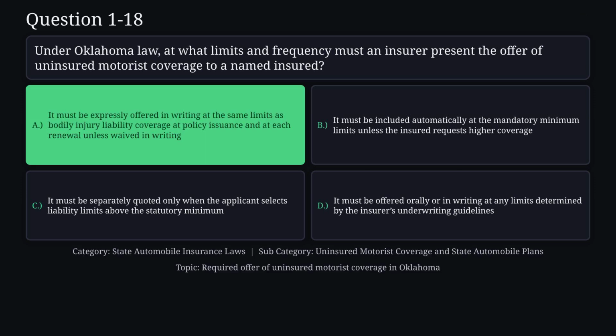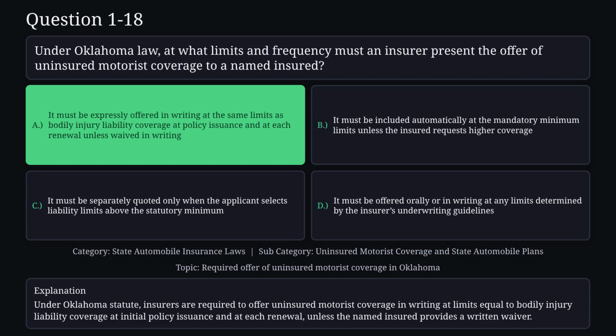The correct answer is A. Under Oklahoma statute, insurers are required to offer uninsured motorist coverage in writing at limits equal to bodily injury liability coverage, at initial policy issuance, and at each renewal, unless the named insured provides a written waiver.